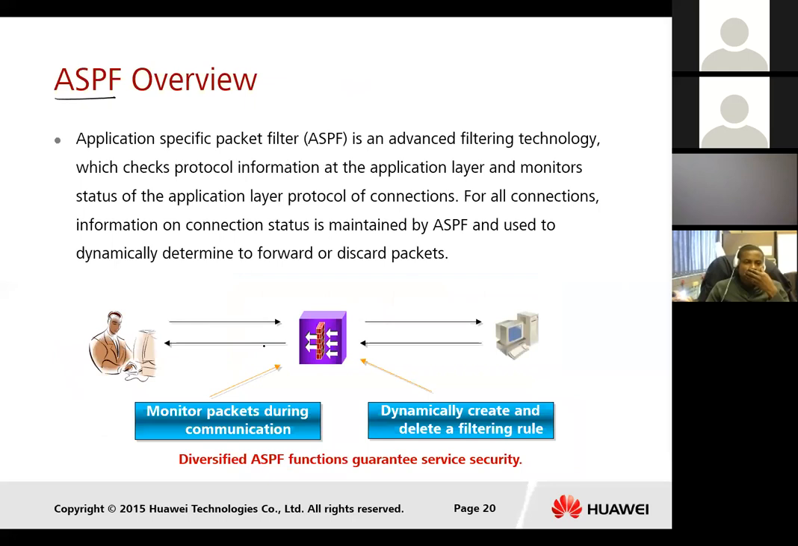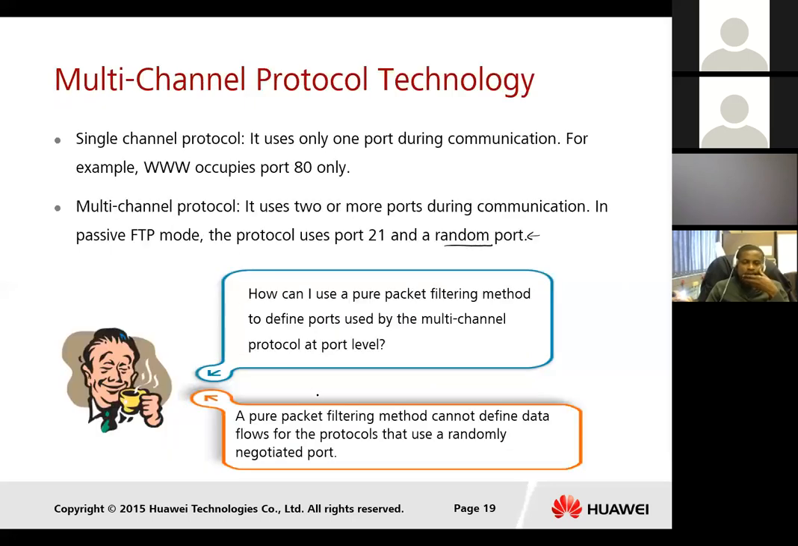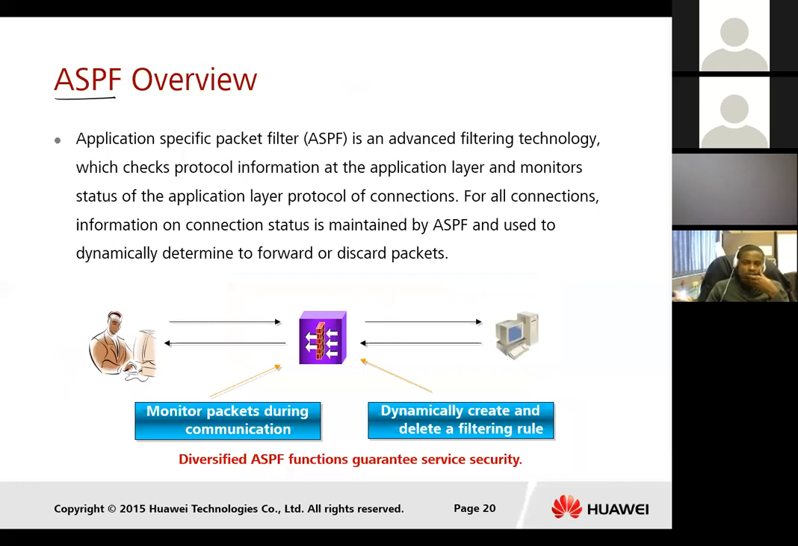So in this case, we are going to use the one called ASPF. Normal pure packet filtering is not able to define the data flow for protocols that use random ports. So we are going to use ASPF, application specific packet filtering. It's an advanced filtering technology which checks the protocol information at the application layer and monitors the status of the application layer protocol of the connection. For all connections, information on the connection status is maintained by ASPF and used to dynamically determine whether to forward or discard packets.